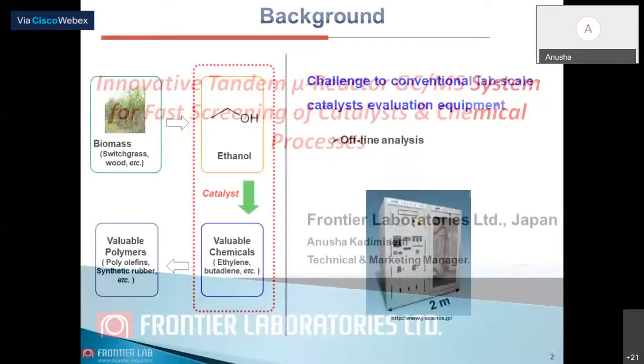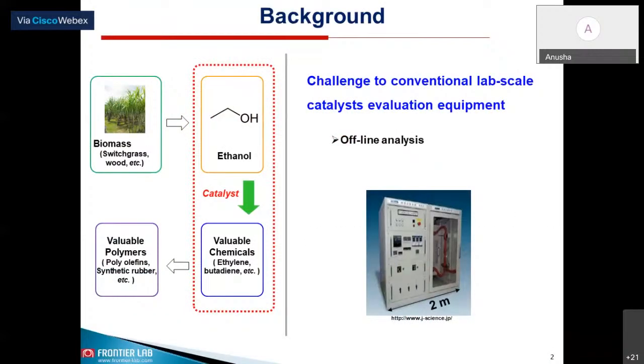So the background of this analysis is, as you already know, there are a lot of conventional reactors available in the market previously, but they also have a lot of cons, due to the increased interest of industrial success in the conversion of biomass to bioethanol. So more and more researchers have tried to develop new catalysts to convert ethanol to valuable chemicals.